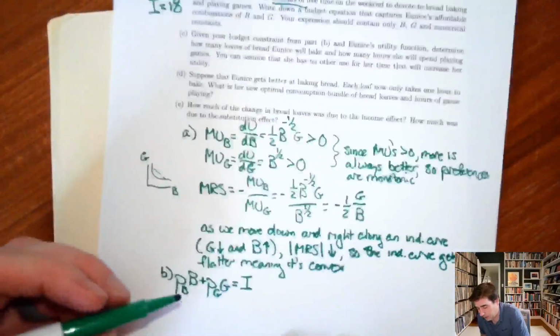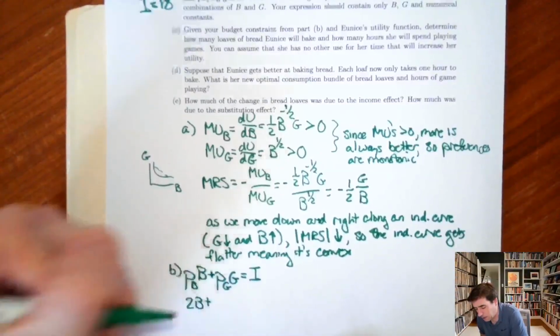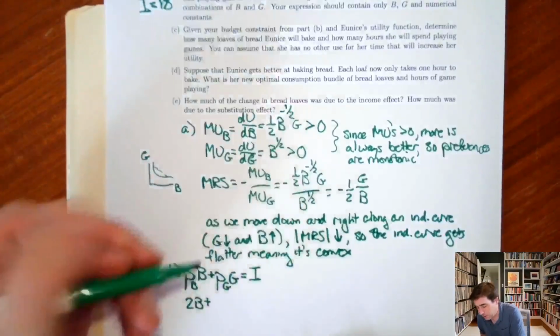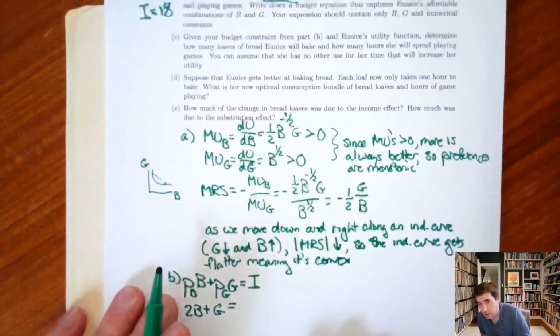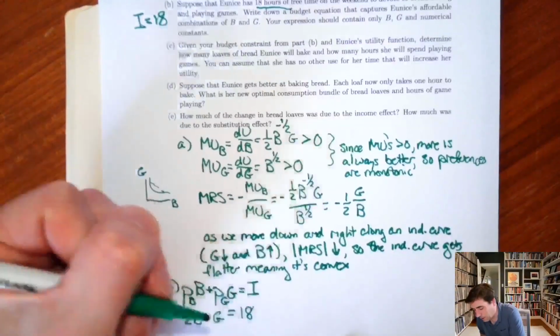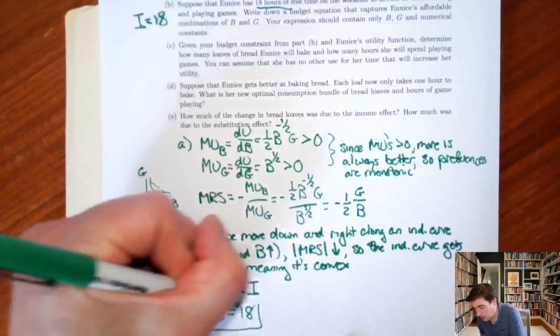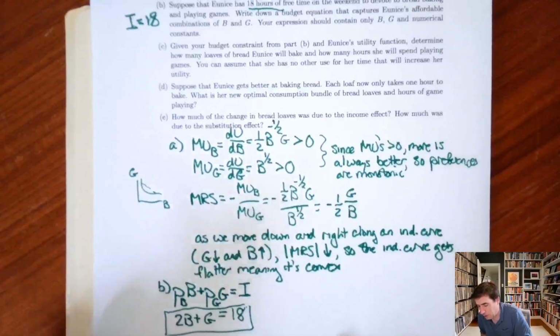So going back down here, we can replace PB with 2, so that's 2B. Replace PG with 1, so it just leaves G there. And we made a note that in part B, it told us that income was 18 hours. So there's our 18. So that's all we need to do to get part B. So that's our budget equation in this case.